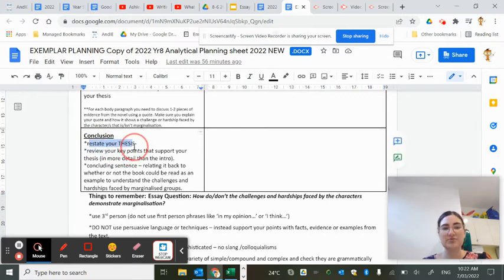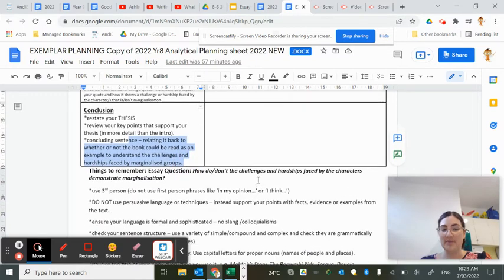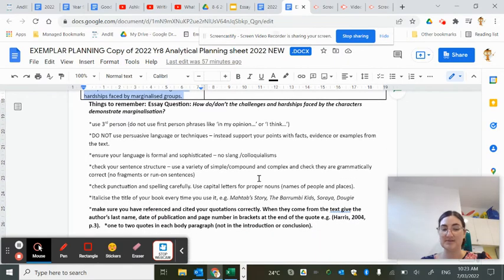Now, your conclusion is where you restate your thesis. So remember, your thesis is your statement of belief. It is one sentence saying what you believe, and you're reinforcing it. You're reviewing your key points. So you should probably have a sentence or two just reminding your reader what your points were, and a concluding sentence relating it back to whether or not the book could be read as an example of understanding challenges and hardships faced by marginalized groups. You might even relate it back to the current context in which we live, where the Taliban has taken over Afghanistan again, and why books like these are really important to read so we can understand the experience of other people.